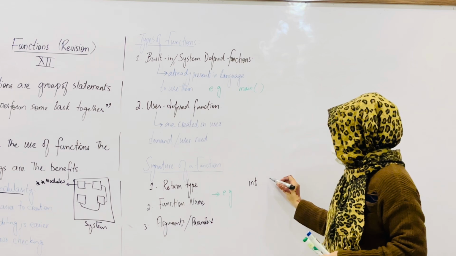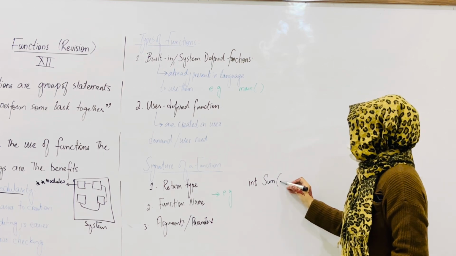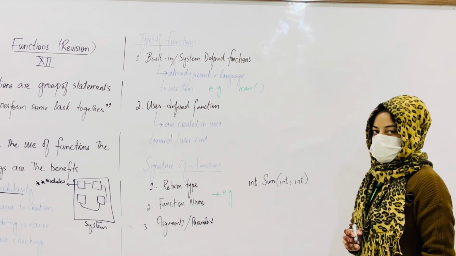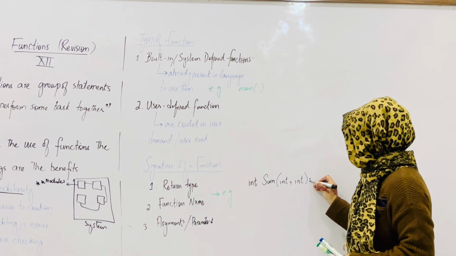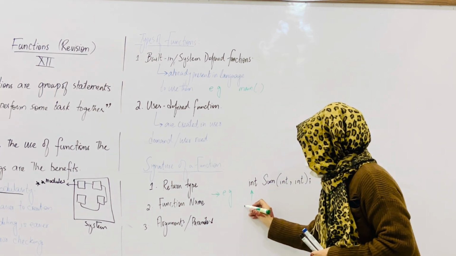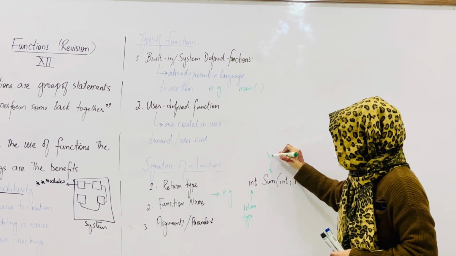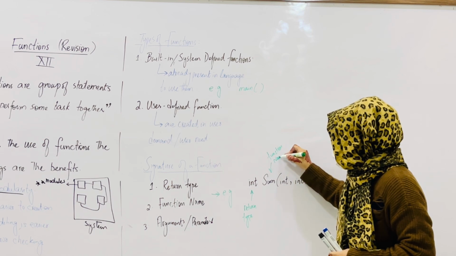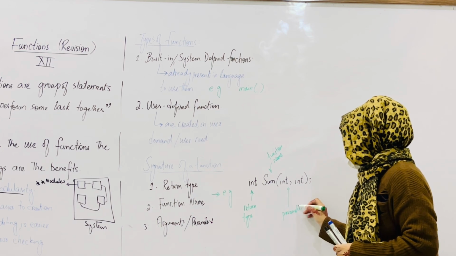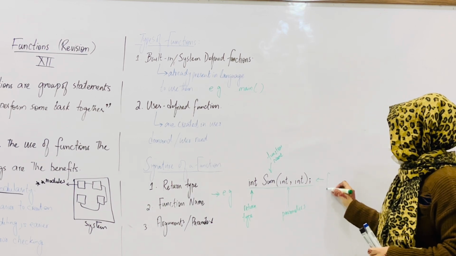I will write int. I have taken sum as the function name, and how many arguments am I passing to the function? I am passing two integer numbers. This is your function signature, with a semicolon at the end. Clear? So this is your return type. This defines your function name, and these are your parameters or arguments. And this whole statement is your function prototype.